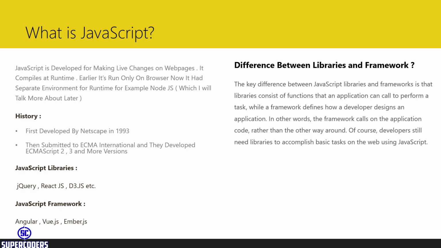Of course, a developer still needs libraries to accomplish the JavaScript. So a JavaScript library already has predefined features. So we need to only call the method and use these features. A simple example is, a framework is a calculator and we can use a library to make a calculator. So there is a lot of difference between them. So these are the differences between libraries and frameworks.